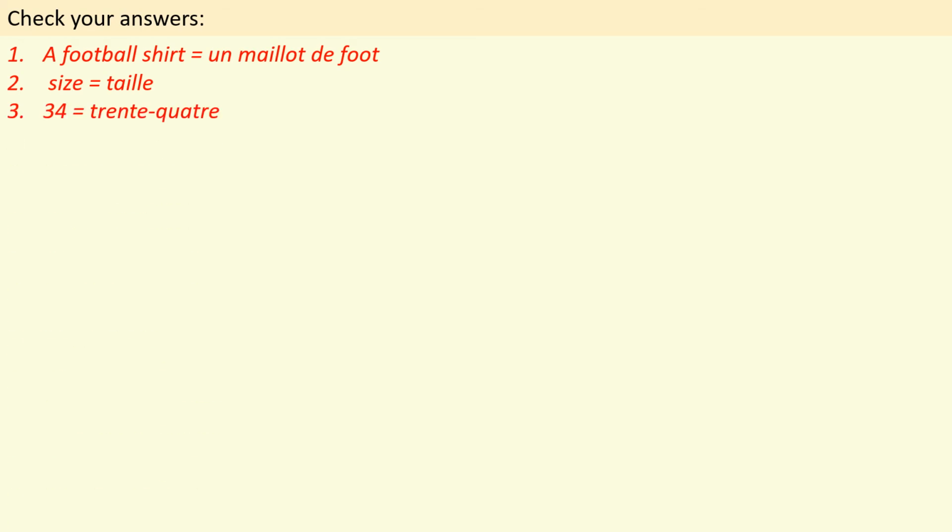Now let's check your answers. I said a football shirt, you should have written un maillot de foot. 2. Size is taille. 3. 34 is 34. 4. 40 is 40. And 5, I would like is je voudrais. Pause to check that now, give it a tick if it's correct, and make any changes you need to spellings, etc. Merci.